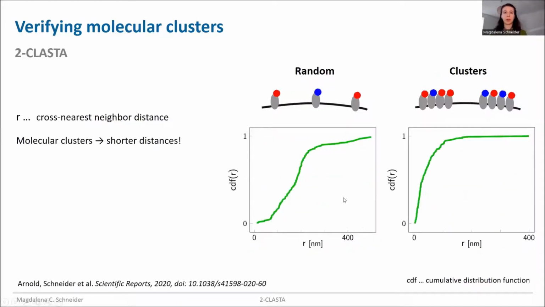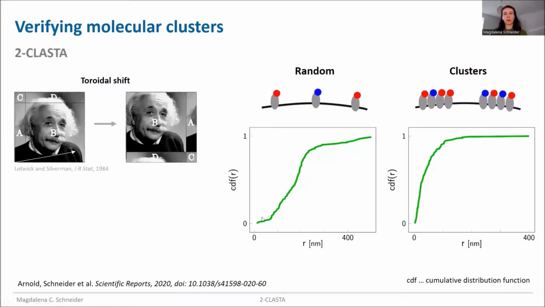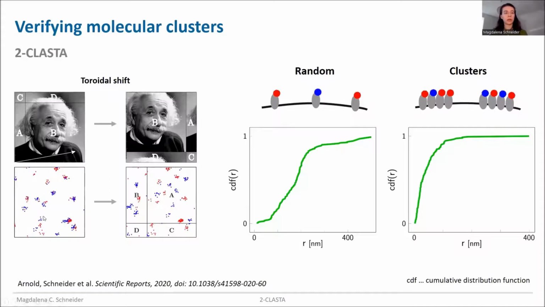And then we calculated the cumulative distribution function of those distances. However, if you have only one function, you cannot tell much yet. So what we needed is some controls, and we generated them via toroidal shifts, where you take your recorded data and shift one color channel. By this, you break up the correlation between the two and get a random localization map in the end. So with this, you have your controls, and you can do this with different shift vectors, and in the end get all these gray curves here.